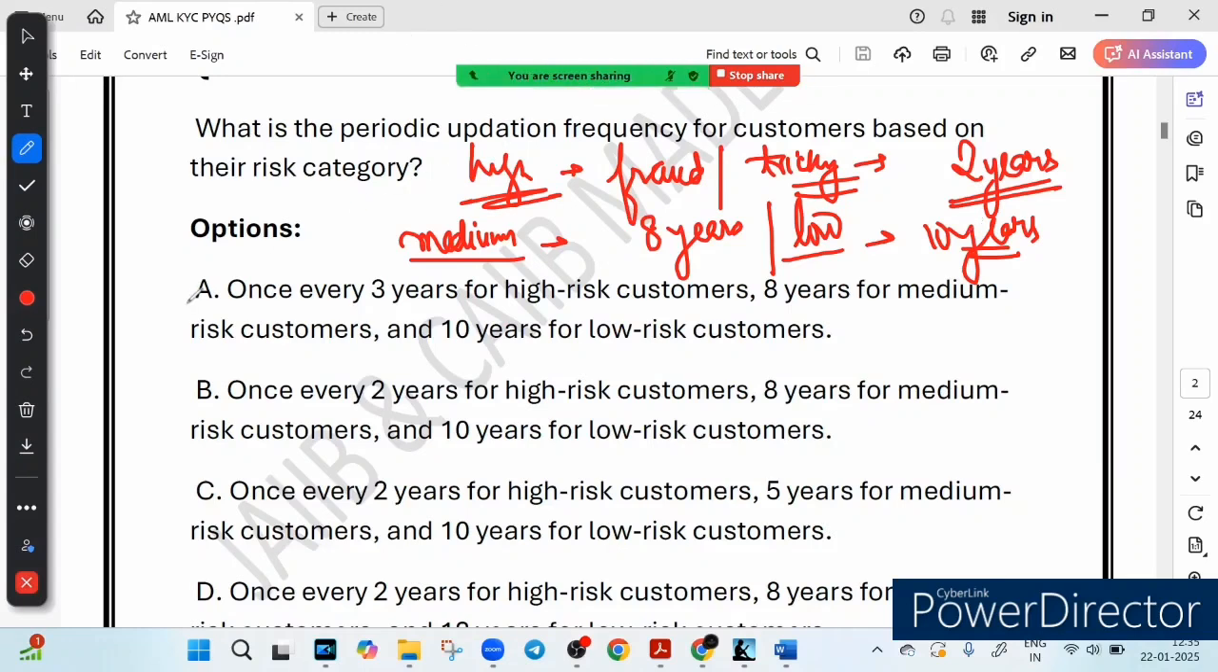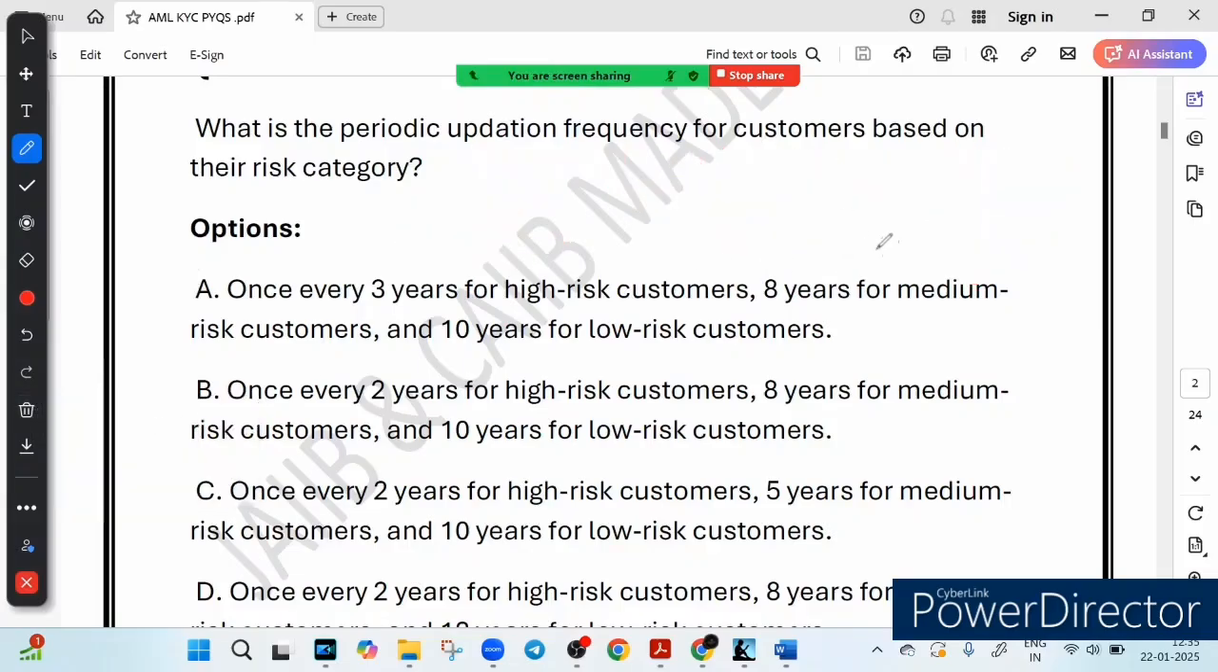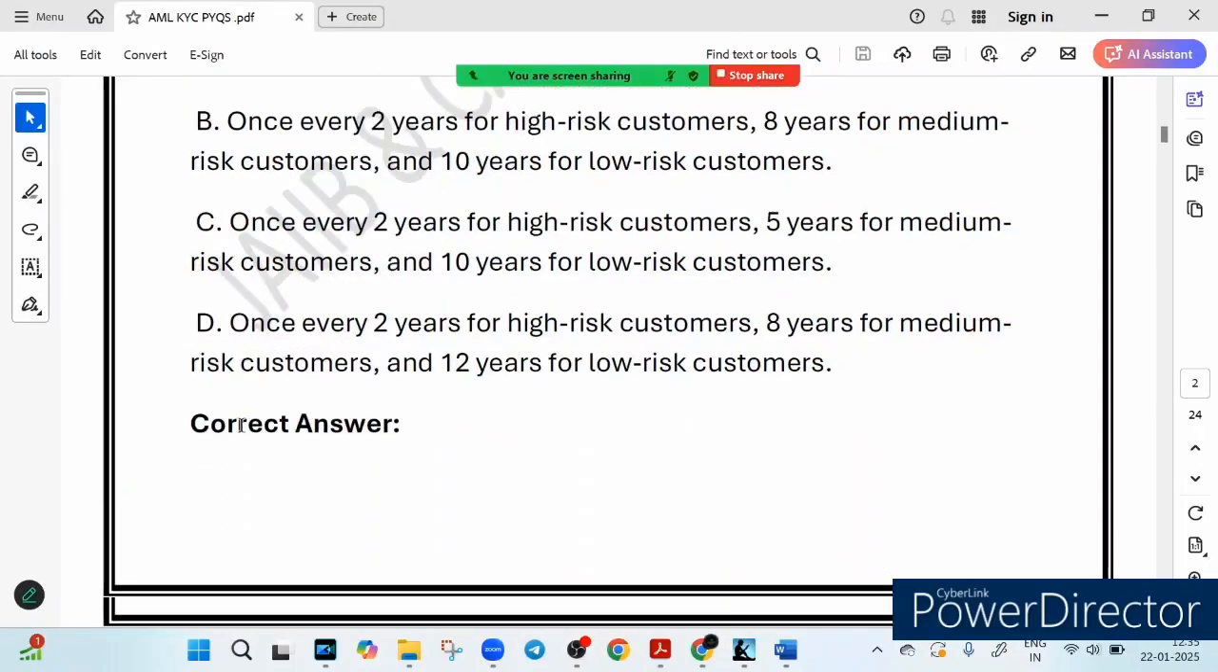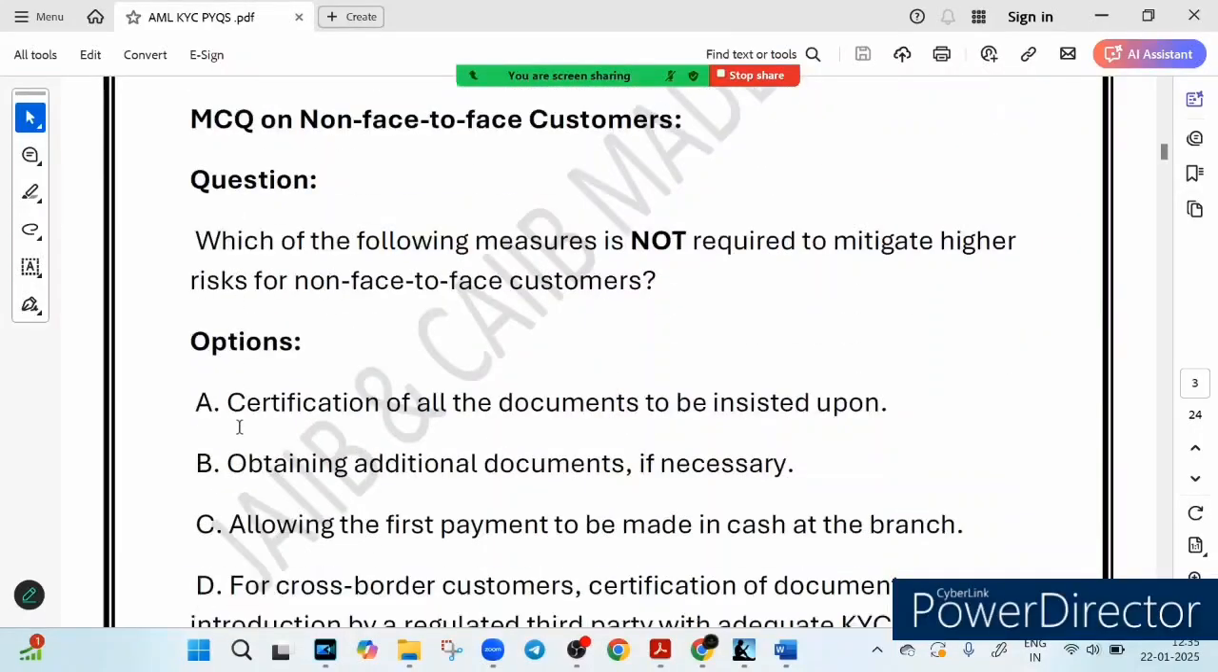Now let's see the options. Option A says once every 3 years for high risk, 8 years for medium risk. This is wrong. Once every 2 years for high risk, 8 years for medium risk. Yes, obviously this is correct. Remember, KYC updation is to be done every 2 years for high risk customers, every 8 years for medium risk customers, and 10 years for low risk customers. Option B is the correct answer. Please remember it. Now let's see the next question.